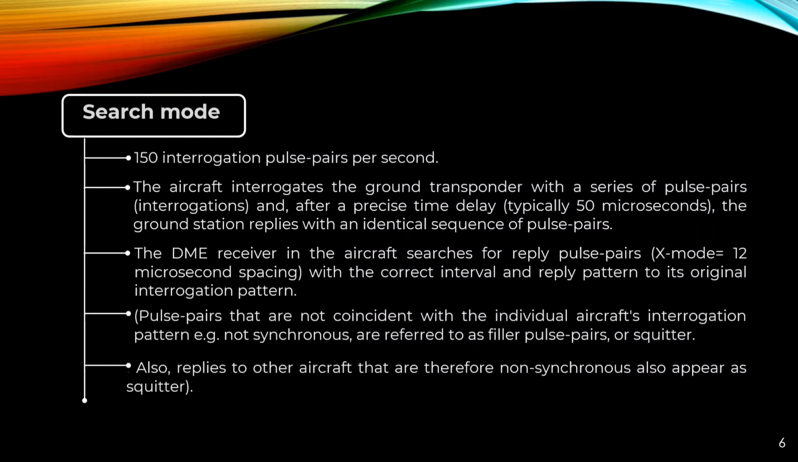Search mode: 150 interrogation pulse pairs per second. The aircraft interrogates the ground transponder with a series of pulse pairs and, after a precise time delay, typically 50 microseconds, the ground station replies with an identical sequence of pulse pairs. The DME receiver in the aircraft searches for a reply pulse pair, X mode 12 microsecond spacing, with the correct interval and reply pattern of the original interrogation pattern. Pulse pairs that are not coincident with the individual aircraft interrogation pattern, for example not synchronous, are referred to as filler pulse pairs or squitter. Replies to other aircraft are also non-synchronous and therefore also appear as squitter.